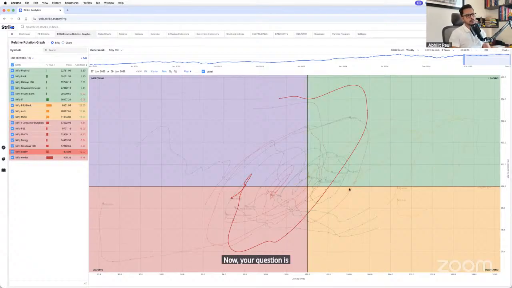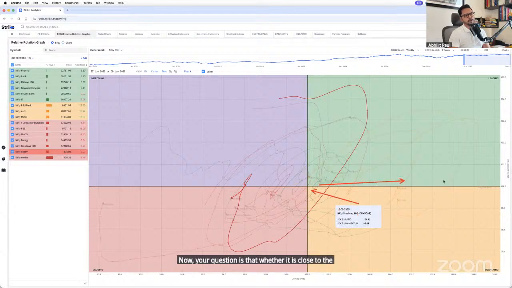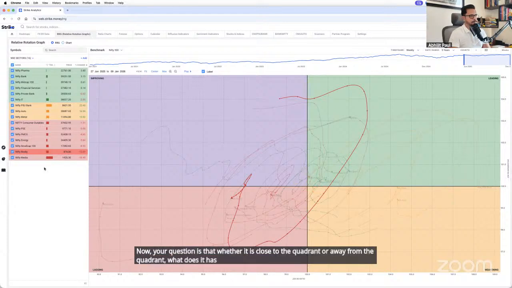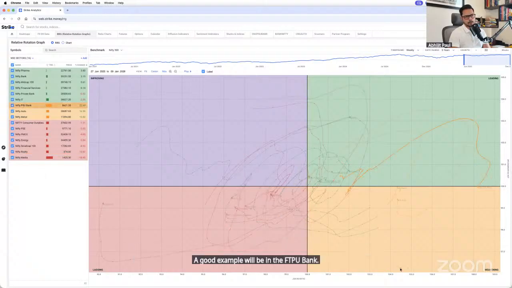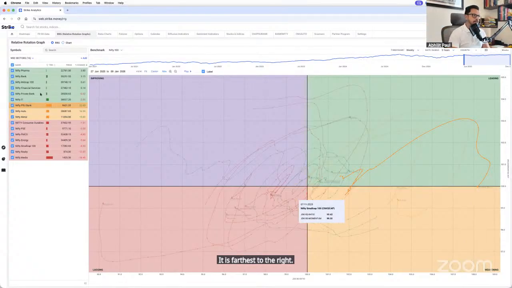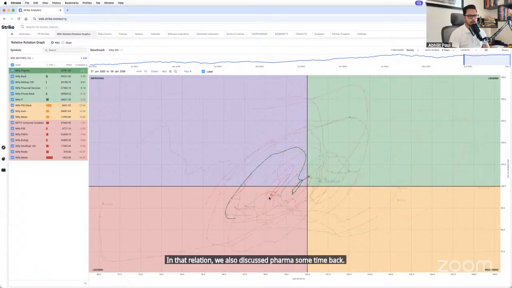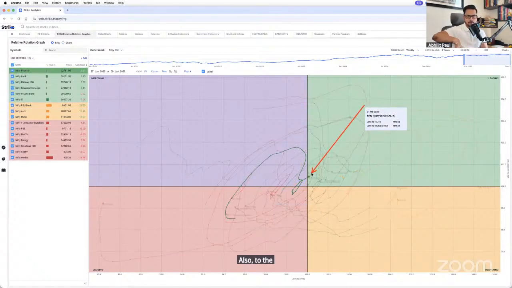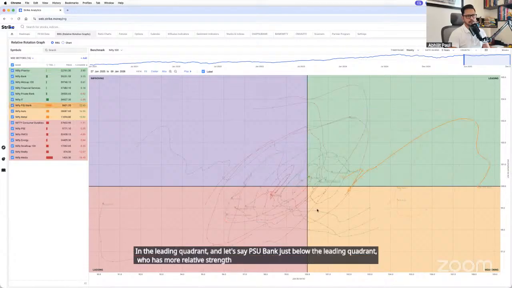Now, your question is whether being close to the quadrant or away from the quadrant has any meaning. A good example will be Nifty PSU Bank. Take a look at where Nifty PSU Bank is vis-a-vis the zero point from the point of view of the horizontal axis. It has a lot of relative strength. It is farthest to the right. We also discussed pharma some time back. Pharma is also to the right, but just about. So is pharma in the leading quadrant and let's say PSU Bank just below the leading quadrant? Who has more relative strength? Of course, PSU Bank has more relative strength.